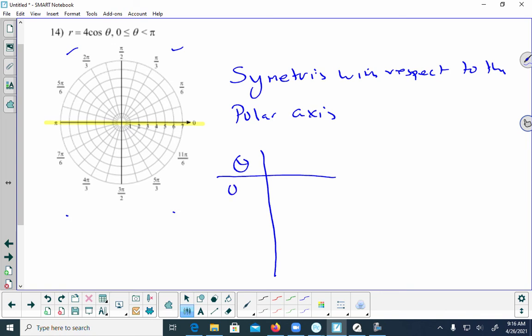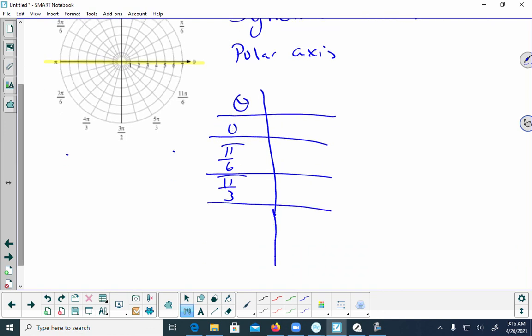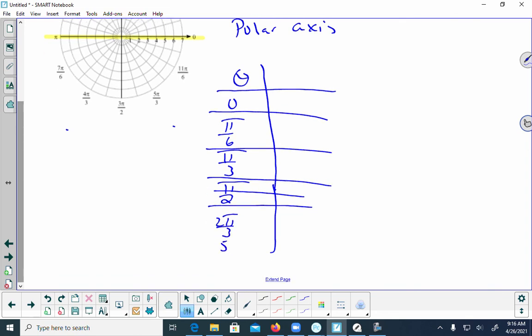So I'm going to do 0, pi over 6, pi over 3, pi over 2, and then just keep on going. So I'm going to do 2 pi over 3, 5 pi over 6, and then finally stopping with pi. So I'm going to do these.